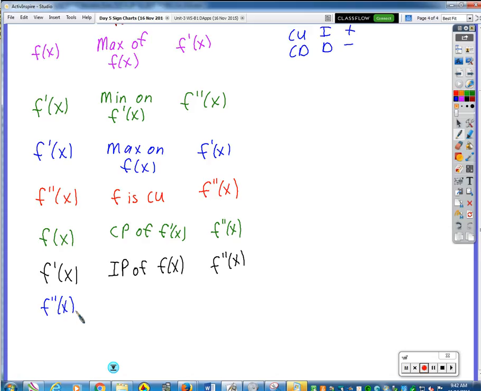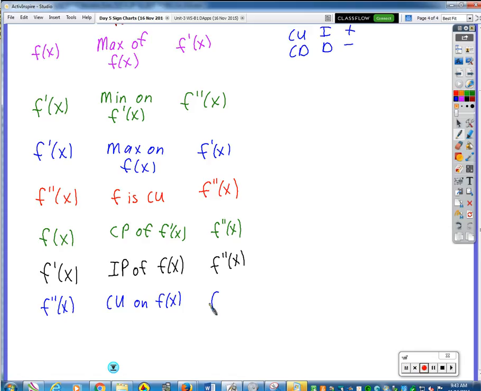And they say, please tell me when f is concave up. And you're like, hooray, it's a really easy problem because I don't have to start with f, find a first derivative, then find a second derivative, and it gave me what I need.